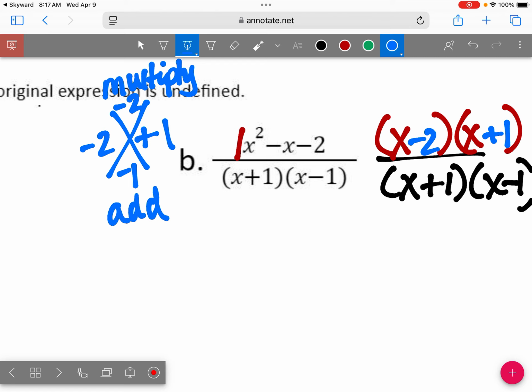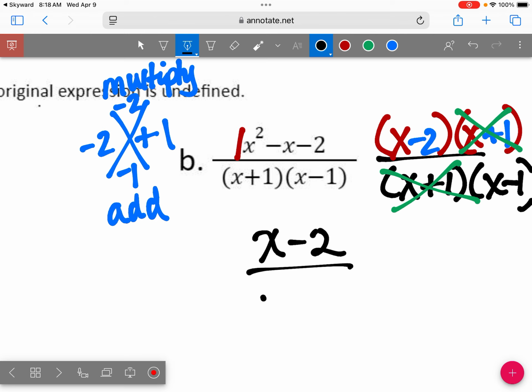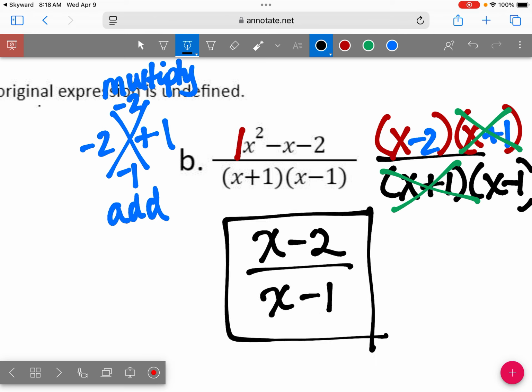What do you notice is upstairs and downstairs? It has to be up and down to cancel it out. Is there any factor that's up and down? X plus 1, so we can cancel that out. So my final answer would be x minus 2 over x minus 1. Now, if there's only one factor, putting it in parentheses is optional, because that's all we have, the x minus 2 and the x minus 1. Any questions about how we work through that?